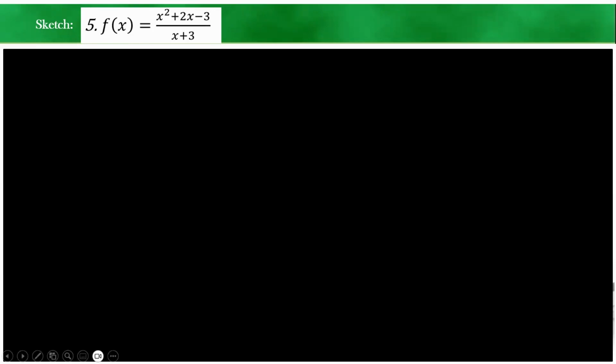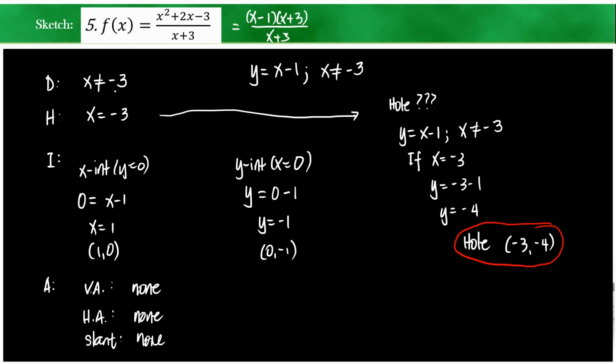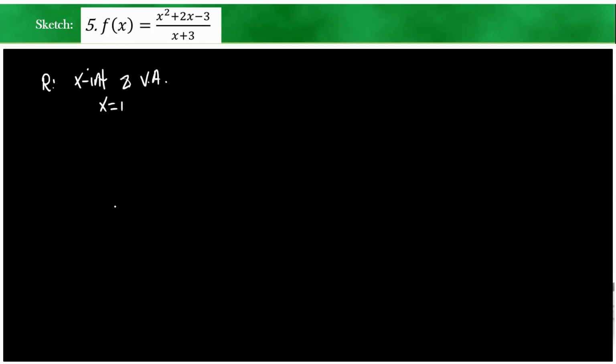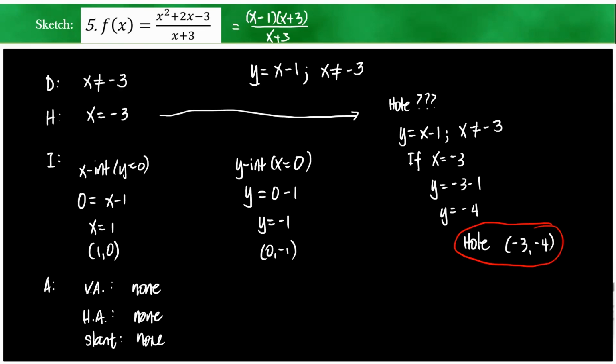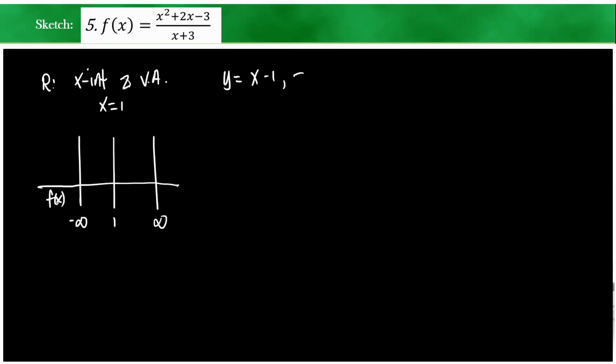So, let's draw that. The regions come from the x-intercept and vertical asymptote. Ang x-intercept ko is 1. Wala na, yan lang. Therefore, -infinity, 1, and infinity. What I will write here is your f of x. Pero papalitan ko yung equation, di ba? The equation is x minus 1 when x is not equal to -3. So ito, x minus 1 lang. At 1, it becomes 0.